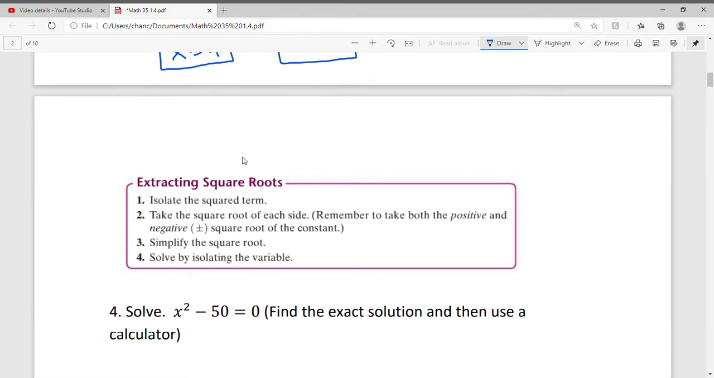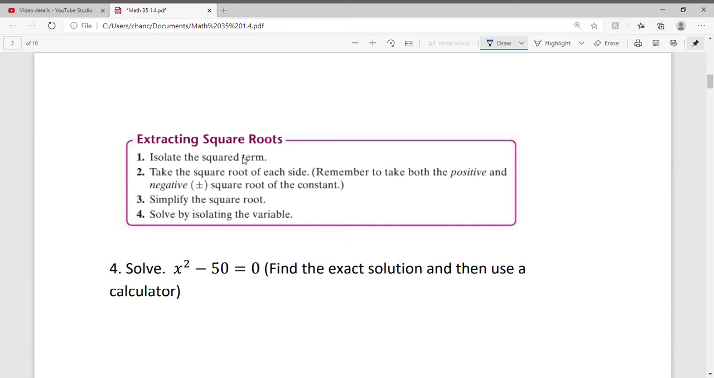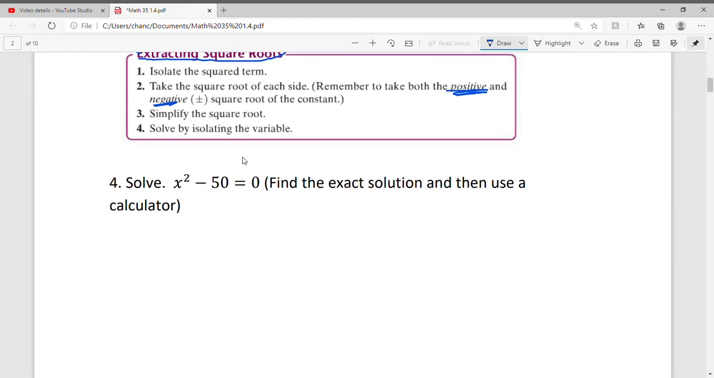Now that was the first technique, factoring. Now we're going to use a technique called extracting square roots. Step 1, isolate the square term. Step 2, take the square root of each side. Don't forget the positive and negative in front of each of the square roots. Simplify the square root, solve by isolating the variable. So let's try question 4.